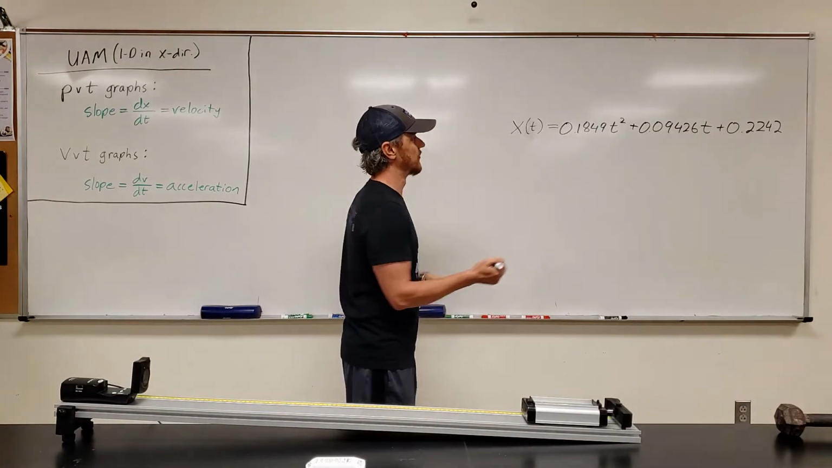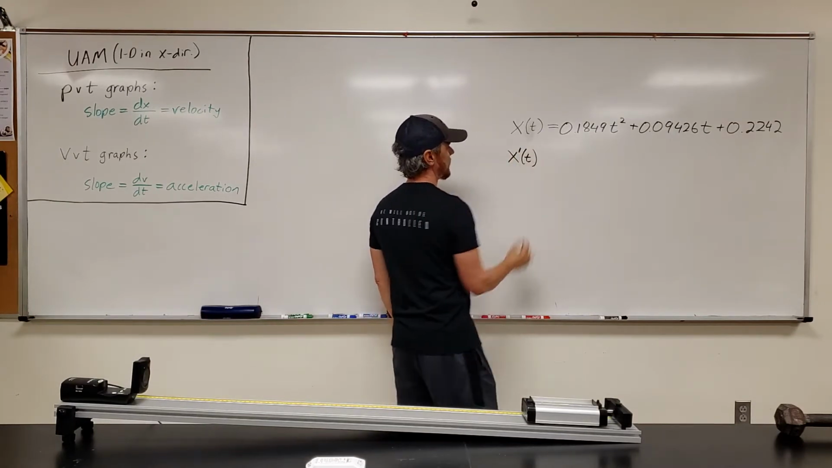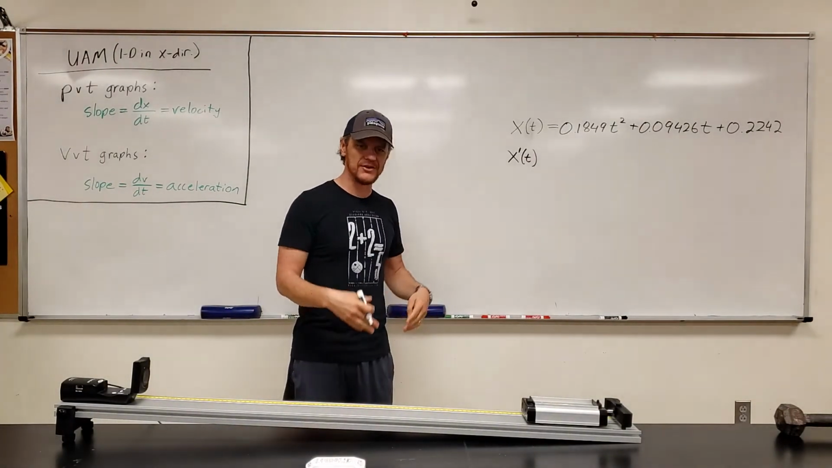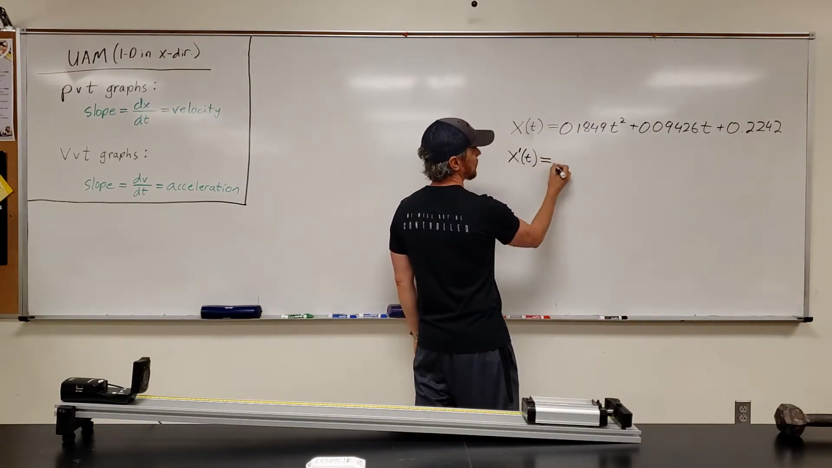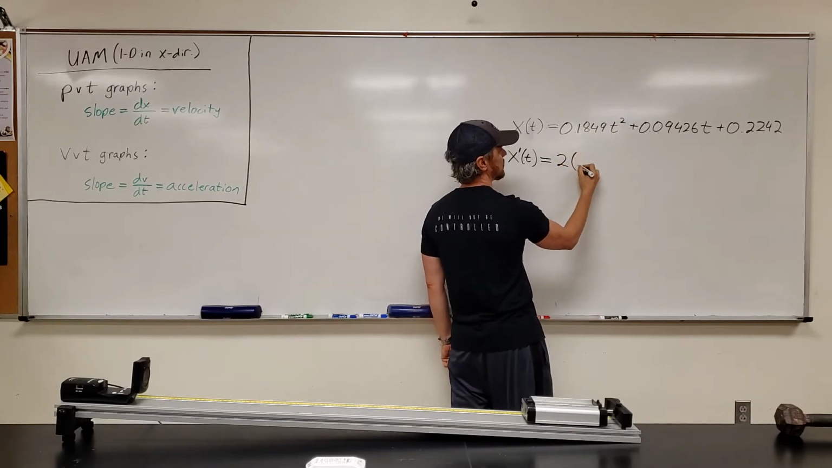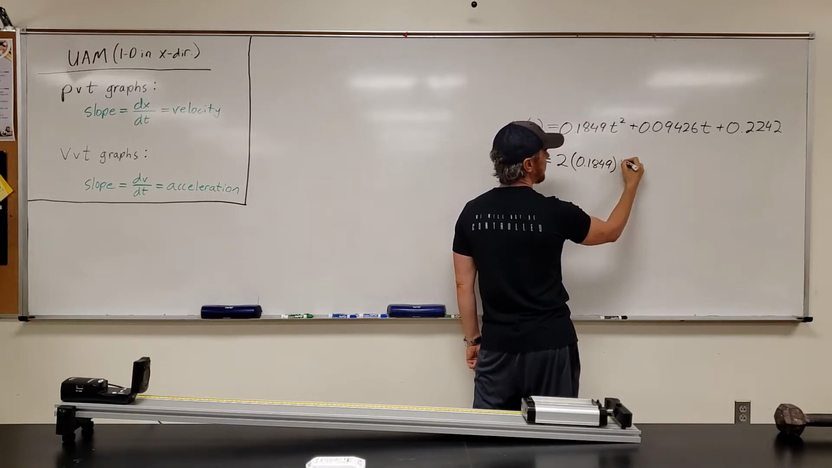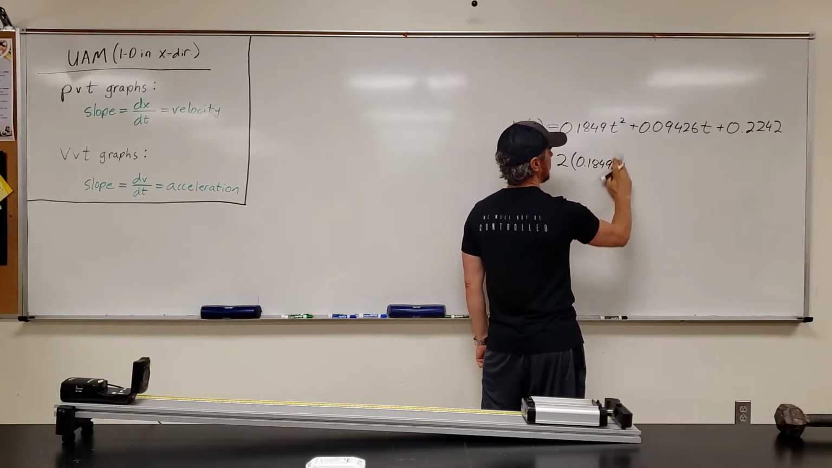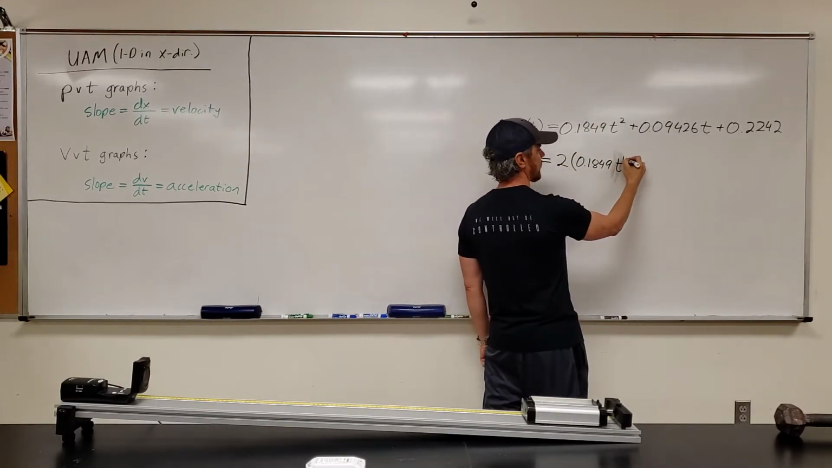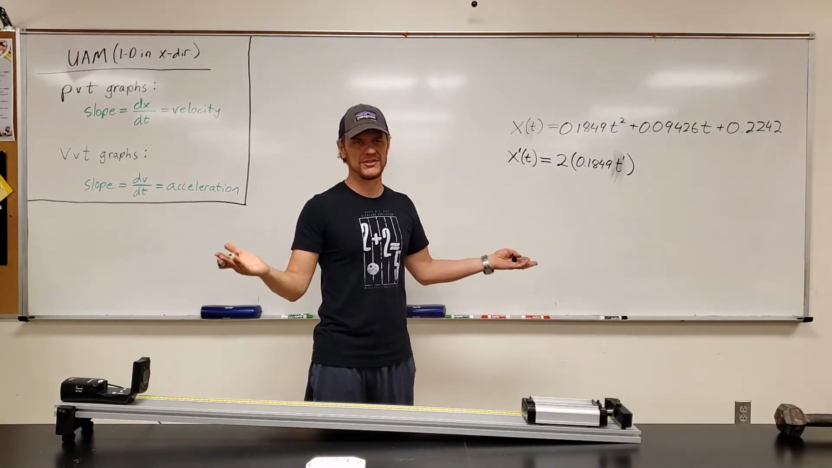So let's go ahead and do this derivative real quick. I'm going to say x prime of t. That's one way of denoting the derivative. We've seen several so far, and you can use whichever one you want. That's going to equal, remember our power rule, we take the exponent and bring it down in front. So 2 times 0.1849 times t to the 2 minus 1 power. So that's just going to be t to the first power. Yes, you can leave off that 1, because t to the first power is just t.